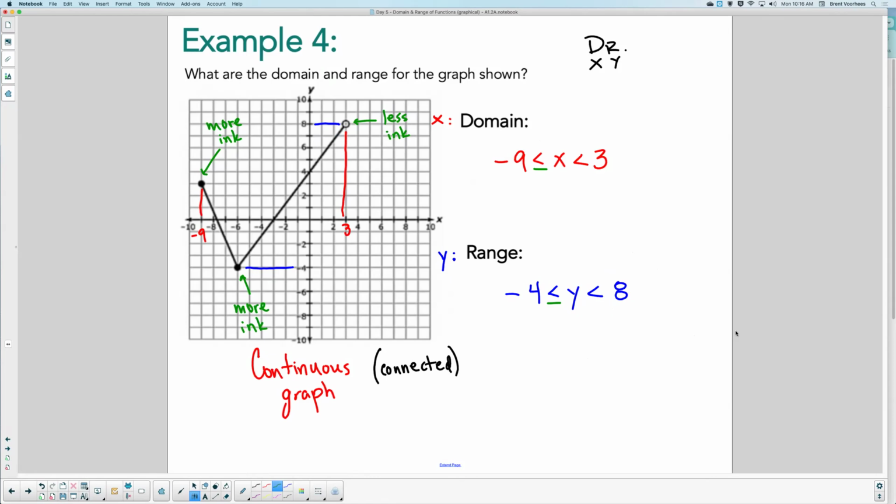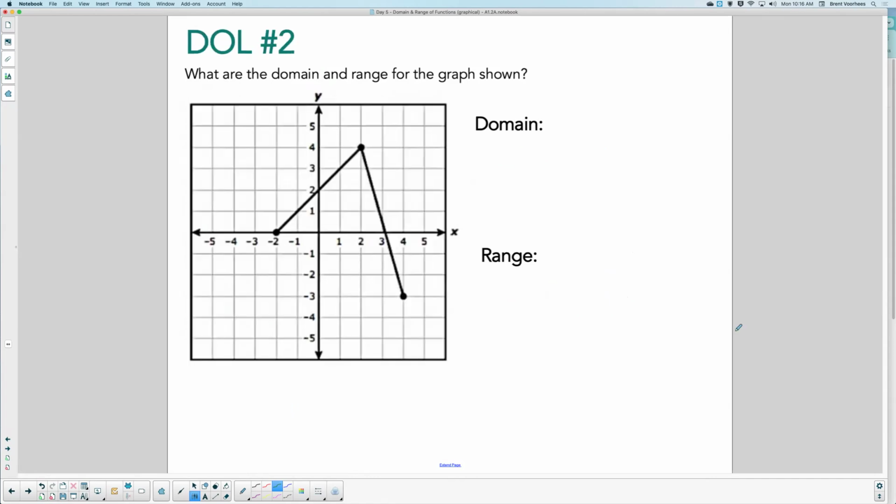Okay, now I've tried 2 of these. I want to see you practice this next graph right here. DOL number 2. I want you to try this one. Okay, so go ahead. Your turn. DOL number 2. If you're watching at home, just pause the video and give yourself a chance to work it.